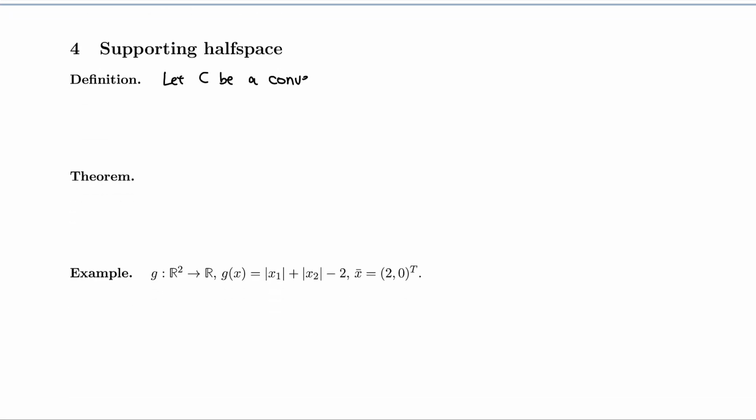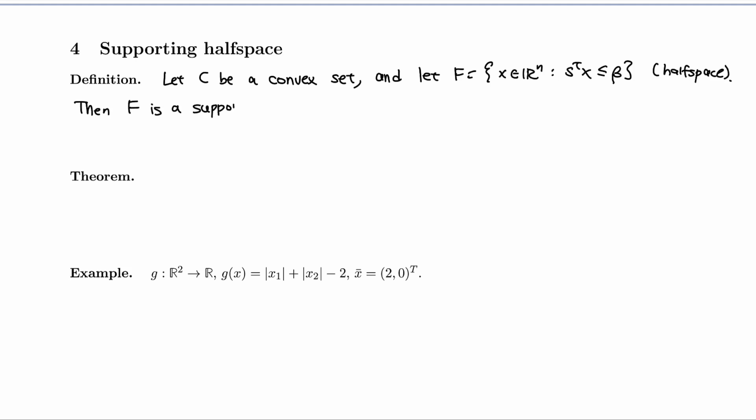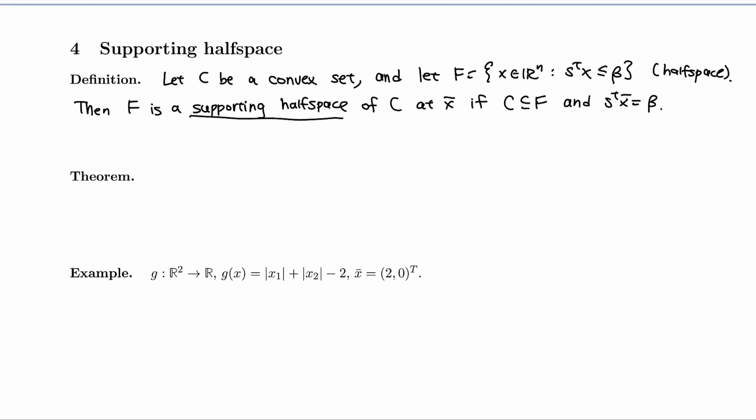We let C be a convex set, and let F be any set satisfying s transpose x less than or equal to beta, which is a half space. Then, F is a supporting half space of C at a point x bar if C is a subset of F and s transpose x bar is equal to beta. We can look at this diagram here with a convex set C and a point x bar. And if we look at this half space here, we see that C is a subset of this half space, and x bar satisfies this half space with equality. It is at the boundary.